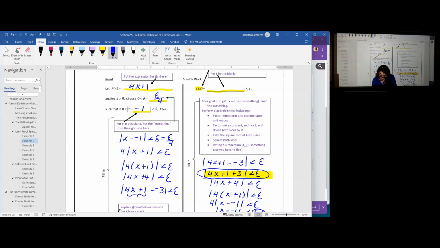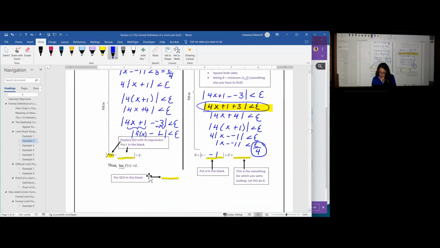This is f of x minus, and this is L. And I've shown that the magnitude of the distance is less than epsilon. Then I finish with thus the limit as x approaches negative 1 of 4x plus 1 equals negative 3. And I write QED.